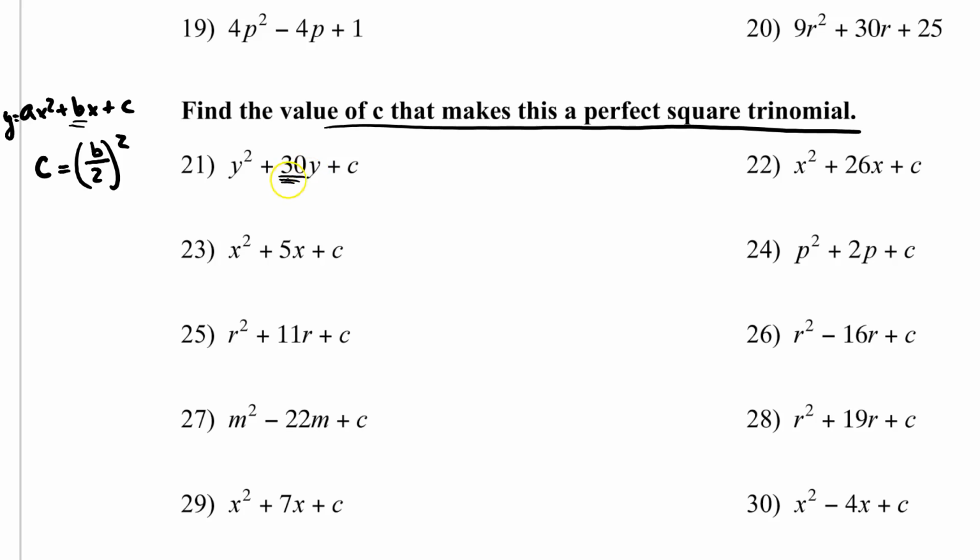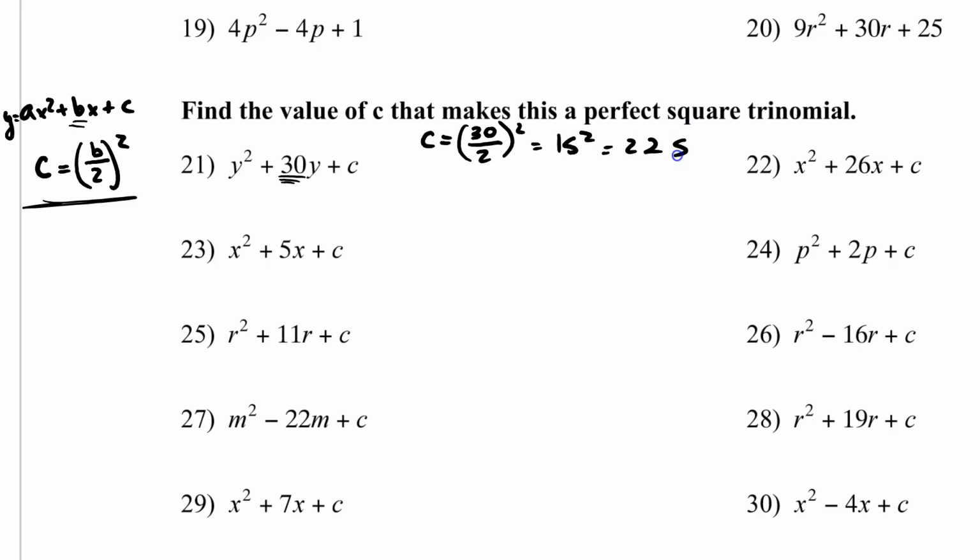Another way of saying it is, what do I need to put in for c so that it makes this a perfect square trinomial? Now this will always work: c equals (b divided by 2) squared. So first let's use this quick way, and then we're going to take the long way around to factor it. I'm going to say c equals 30, just the coefficient, divided by 2, squared, which is 15 squared, which is 225. So c equals 225.